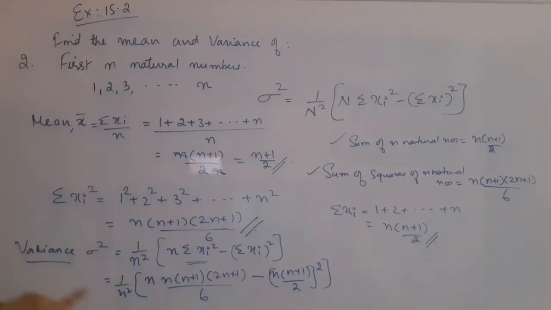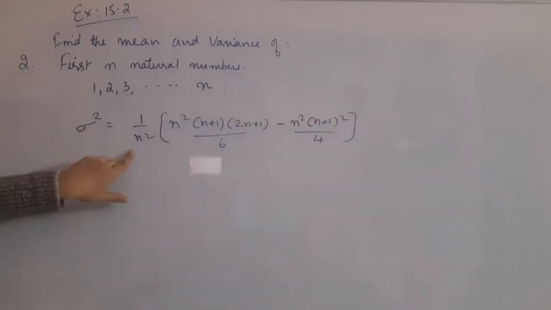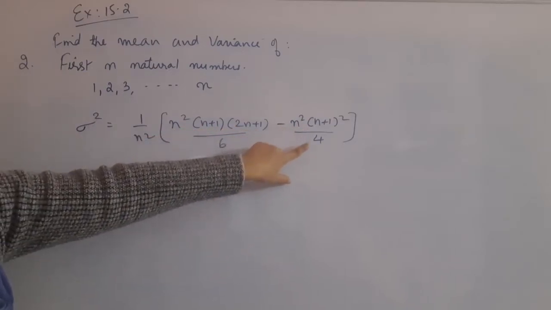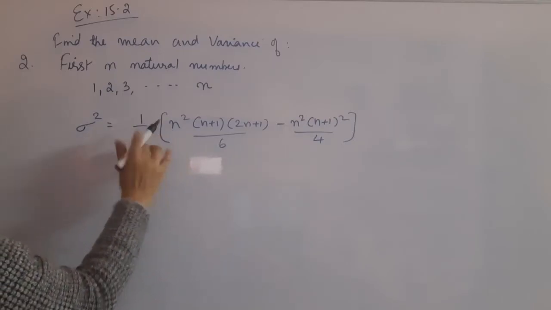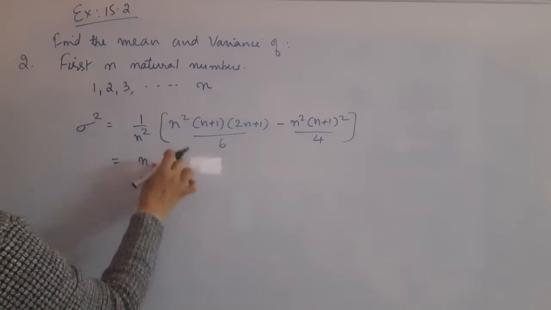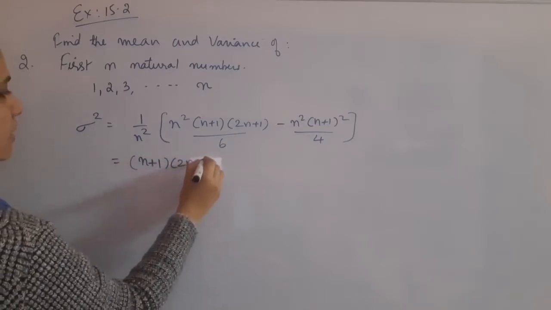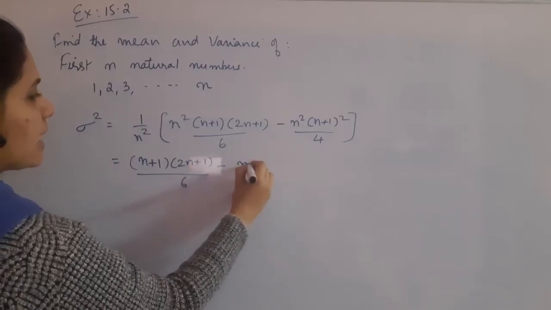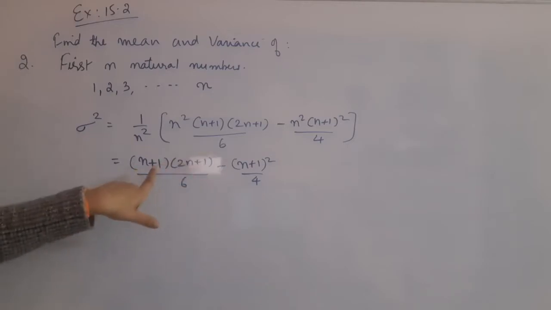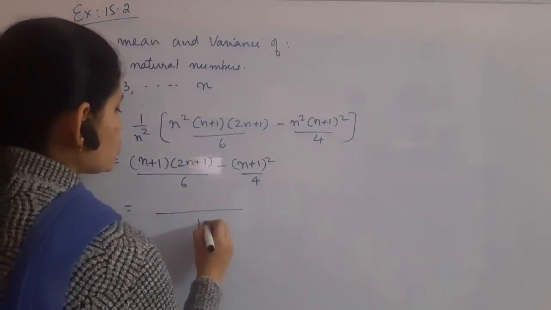This much is clear. Now we have to just simplify this and get the value of sigma square. You will get sigma square is equal to 1 by n square into n plus 1 into 2n plus 1 by 6 minus n square into n plus 1 the whole square by 4. Since you have n square in the denominator, you can just cancel it, so that this becomes n plus 1 into 2n plus 1 by 6 minus n plus 1 the whole square by 4. Again, you can take out n plus 1 in common. And the LCM for 6 and 4 will be 12. So 12 here.